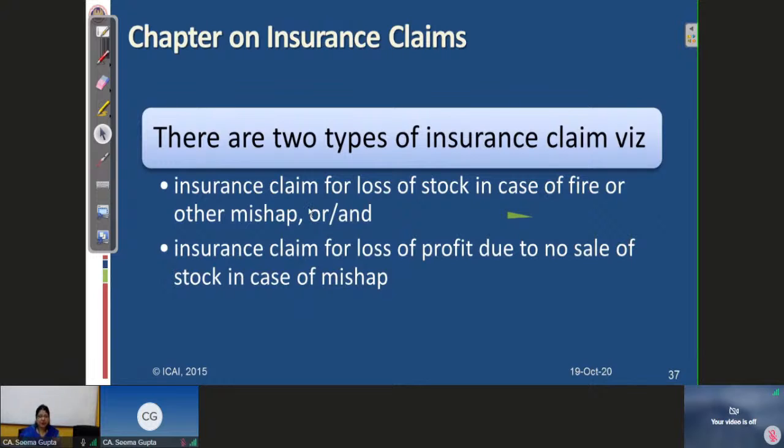Under insurance claims, generally the students find it difficult because they say it's a boring topic and we don't find any interest in this particular topic. But you have to study the topic because there is generally a weightage of 8 marks or 6 marks question which may be coming from this particular topic in the examination.